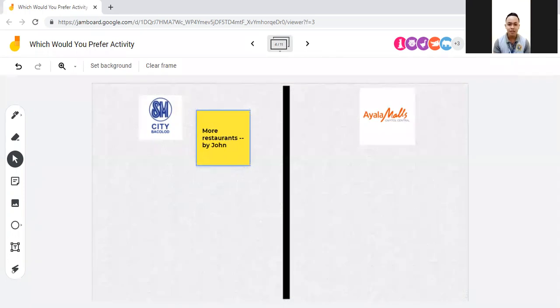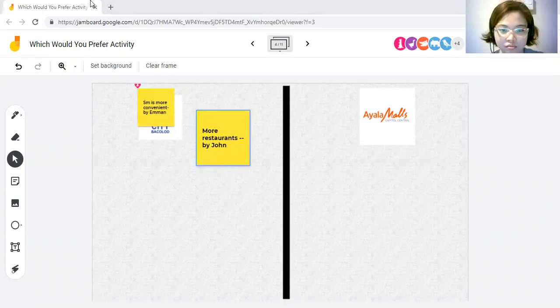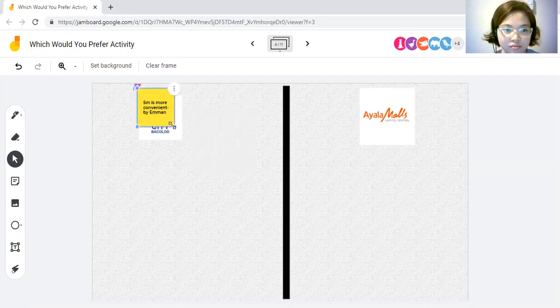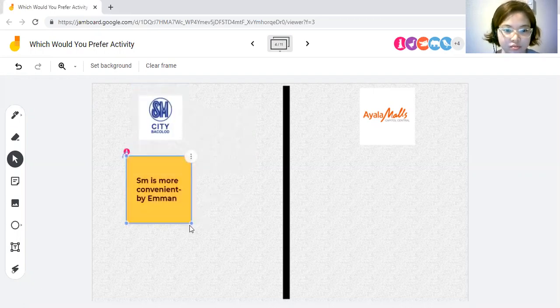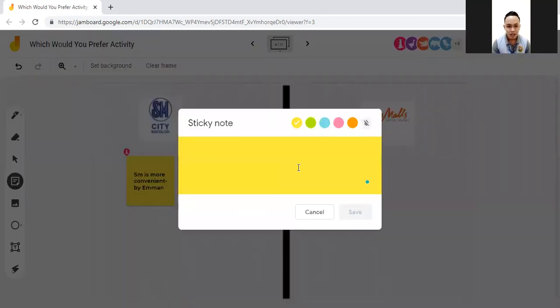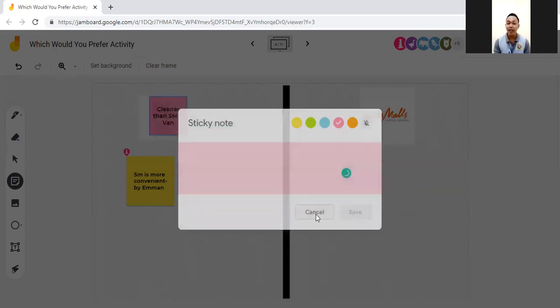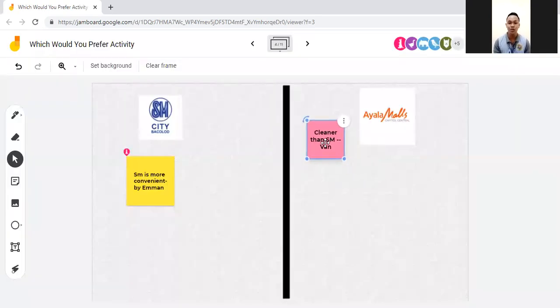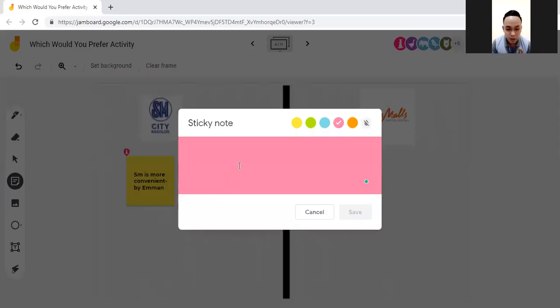I hope you're opening your Google Jamboard now so that you can participate in this activity. Yes, sir. I'll be waiting for your responses, guys. And you could actually change the colors of your sticky notes. The changing of colors can be found on the upper right corner of the sticky notes.